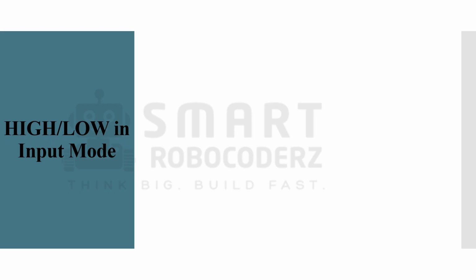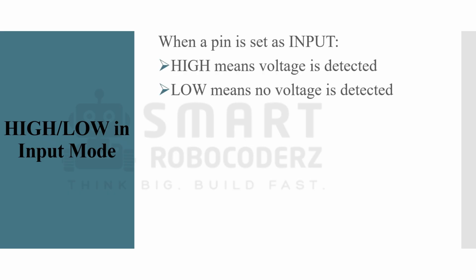So far, we have talked about output mode. When a digital pin on an Arduino is configured as an input, the board does not send out voltage. Instead, it listens for an external signal. In this mode, a reading of high means that a sufficient voltage level is detected, indicating a logic value of 1, while low means no voltage or ground level is detected, representing a logic value of 0.